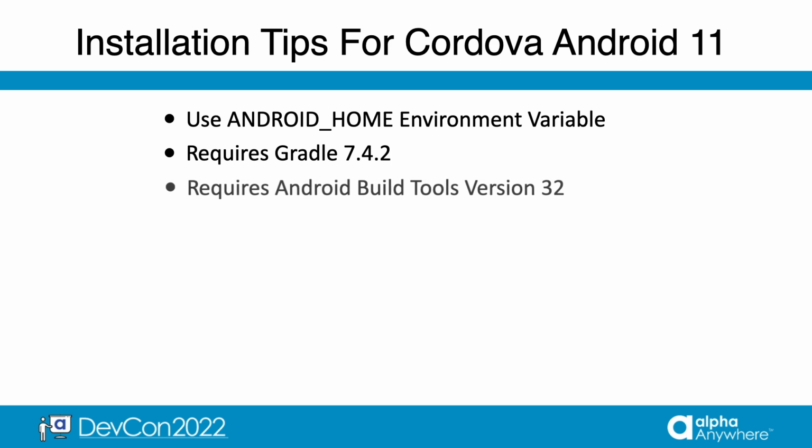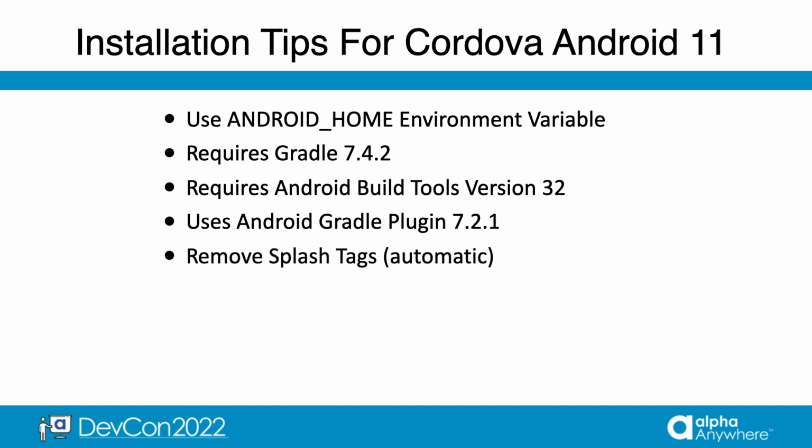This is important. Any of the Cordova Android 11 apps, again, this is a breaking change, require Android Build Tools version 32, and I'll show you how to make sure that you're using those and how they're installed. And Cordova Android 11 uses the Android Gradle plugin 7.2.1. So that plugin is part of Android Studio. And again, I'll show you how to make sure you're using that.